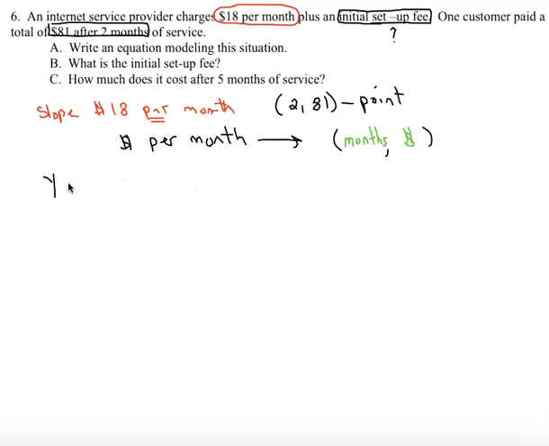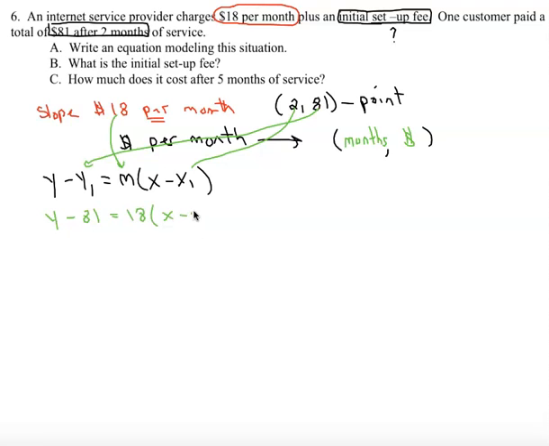Point slope form is y minus y sub 1 equals m times the quantity of x minus x sub 1. My 18 goes in for my slope, 81 is my y sub 1, and 2 goes in for x sub 1. So when I write this, I have y minus 81 equals 18 times the quantity of x minus 2. Now again, for part A, it doesn't say what form to write this in. It just says write an equation to model this, and that would suffice.